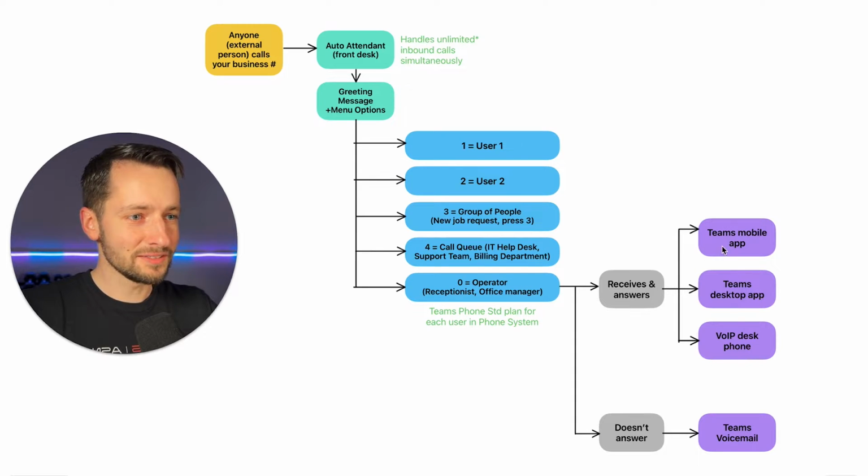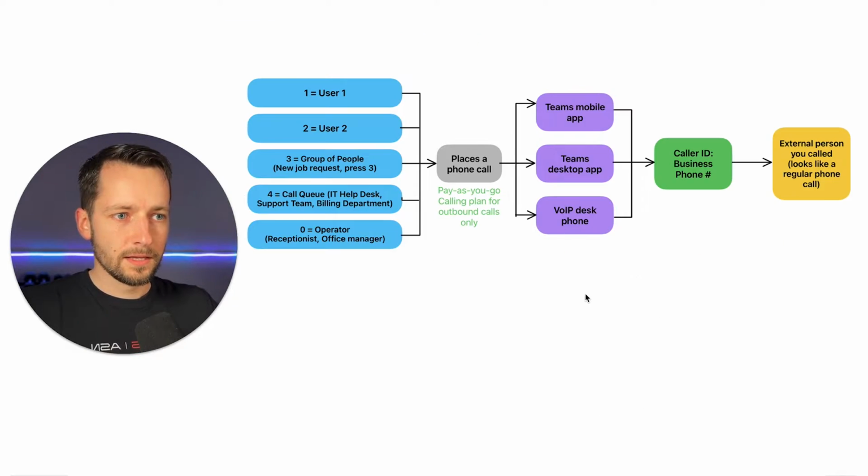If they answer, the call comes in to your mobile app, so right on your phone, in the Teams app that you already use for chat and video calls, or on your desktop Teams app, or also on a desk phone. If you have a voice over IP desk phone, that can also be used. And if someone doesn't answer, there's a lot of different things you can do here. This is just simplified, but for instance, it can go to your voicemail with a transcription, to your email, all those good things.